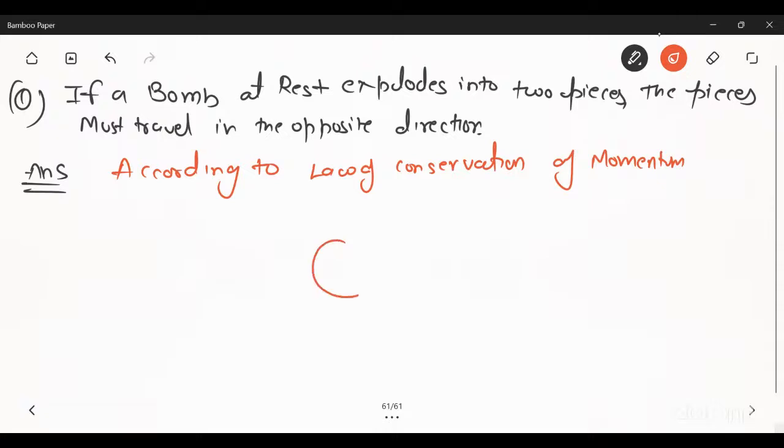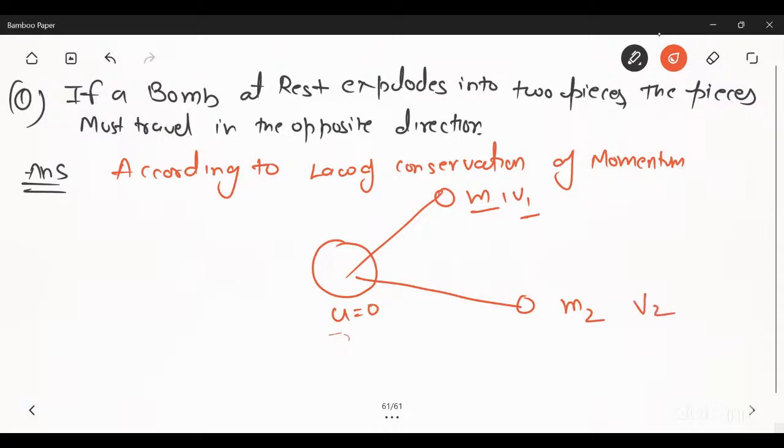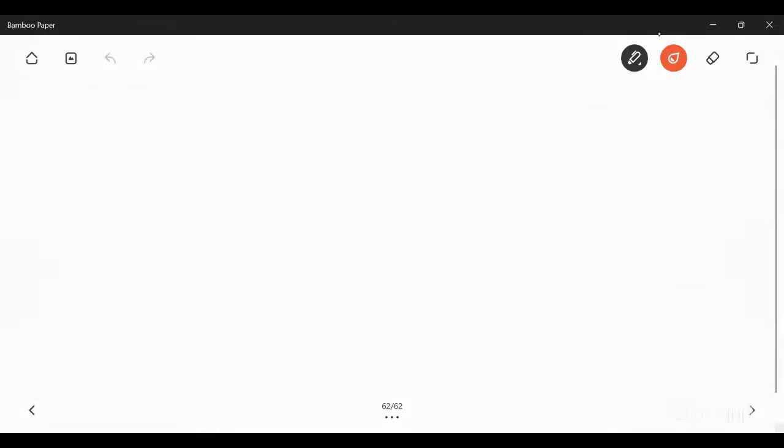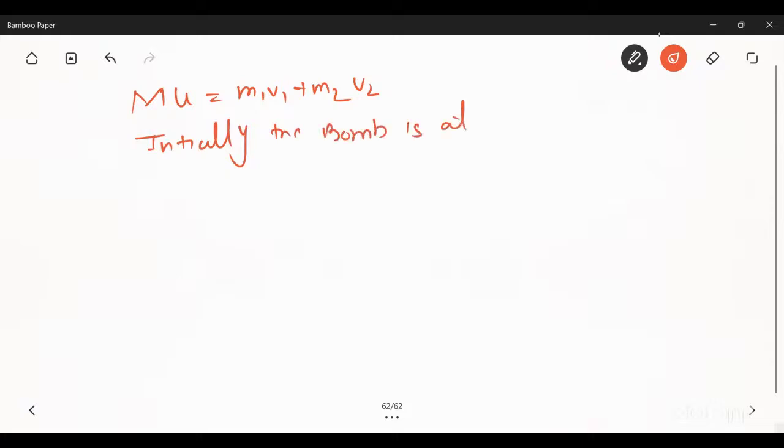So this is a bomb. Initially, it is at rest, so its velocity will be zero. After exploding, one part moves in one direction and the other part moves in the opposite direction. The mass of one part is m1 and its velocity is v1, and the mass of the other part is m2 and its velocity is v2. According to the law of conservation of linear momentum, the initial momentum of a body is equal to the final momentum. So mu equals m1 v1 plus m2 v2. We know that initially the bomb is at rest.